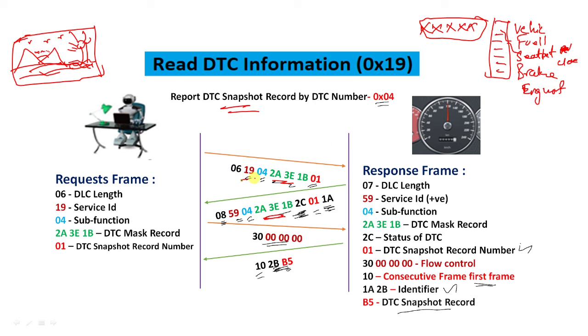Here the request is 1904. This is a DTC, and 01. What is this 01? It's a DTC snapshot record number. This you should know. If you give the DTC with the snapshot record number, then you'll get the information saying 59 is the positive response, 04 is the subfunction. This is the DTC you got. Then 2C is the status of the DTC. 01 is what you requested. 1A, and you still have another two more bytes.